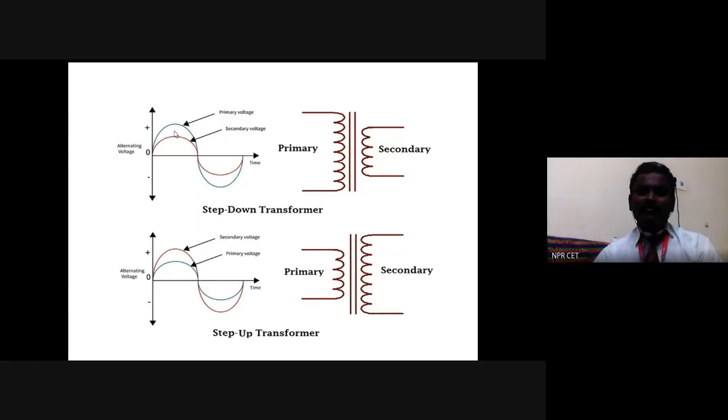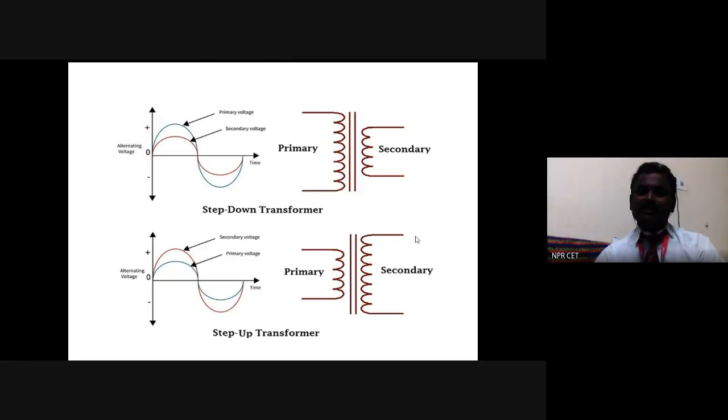For both primary and secondary winding waveforms, there is no change in frequency. Similarly for the step up transformer, the secondary winding has more turns. Suppose the input is 240 volts and we require 1000 volts. Depending upon the required output voltage, you have to increase the turns. So the voltage is stepped up from the primary.